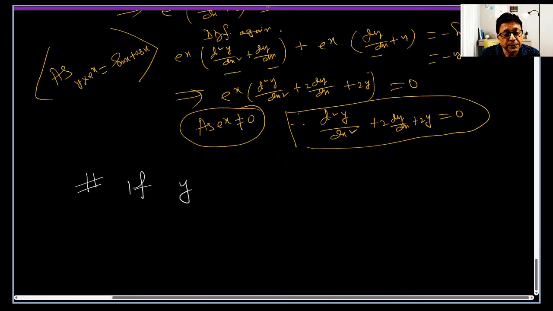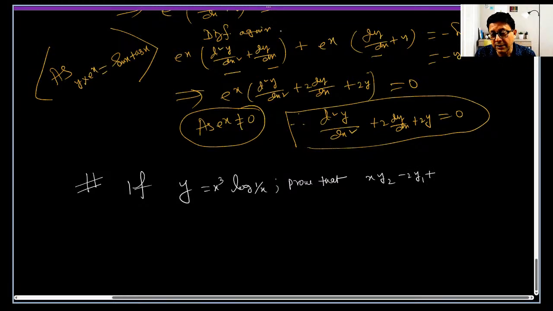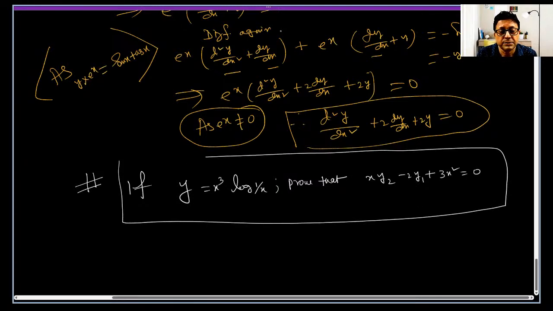If y equals x cube into log 1 by x, prove that x y2 minus 2y1 plus 3x square equals 0. Clear?